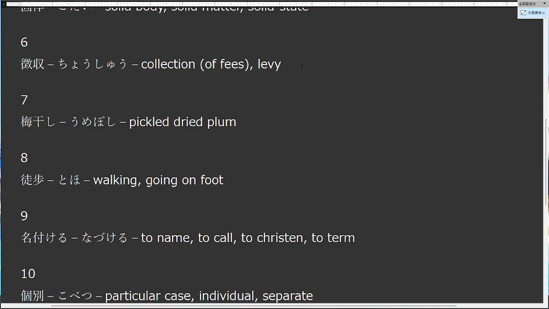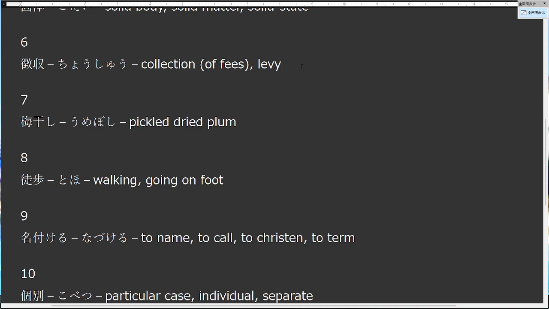How do we connect those two together? Chōshu is collection of taxes or fees, aka a levy. I guess if you're collecting fees, you have a sign or a symptom that fees are needed. That doesn't make sense.